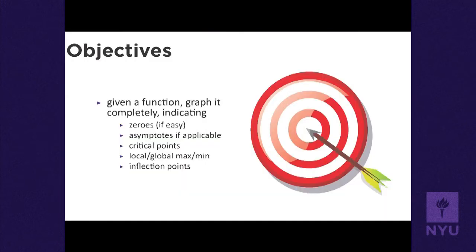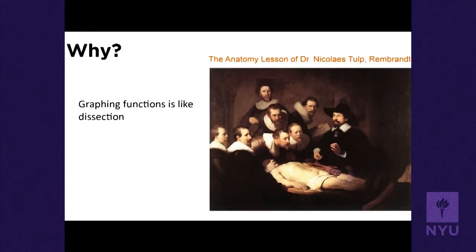Okay. So we have one objective, and that's to learn how to graph functions completely using finding their zeros, finding their asymptotes, finding the critical points, finding the local and global maxes and mins, and finding the inflection points. And we're helped by all of our machinery that we have about increasing and decreasing and concave up and concave down and all that good stuff.